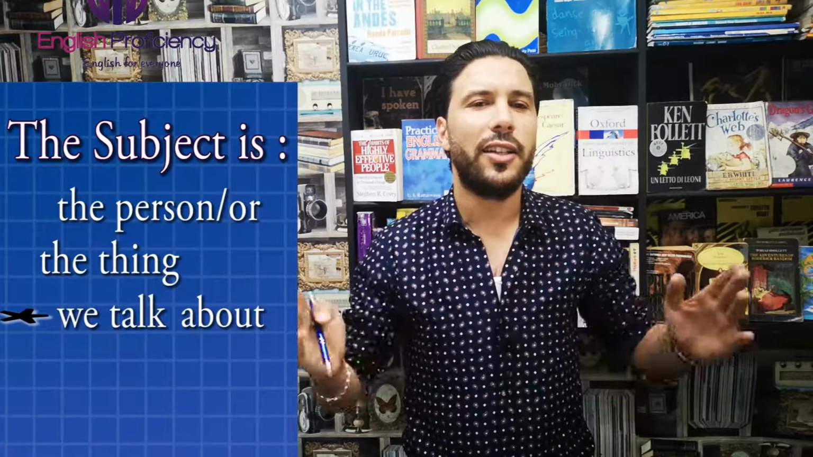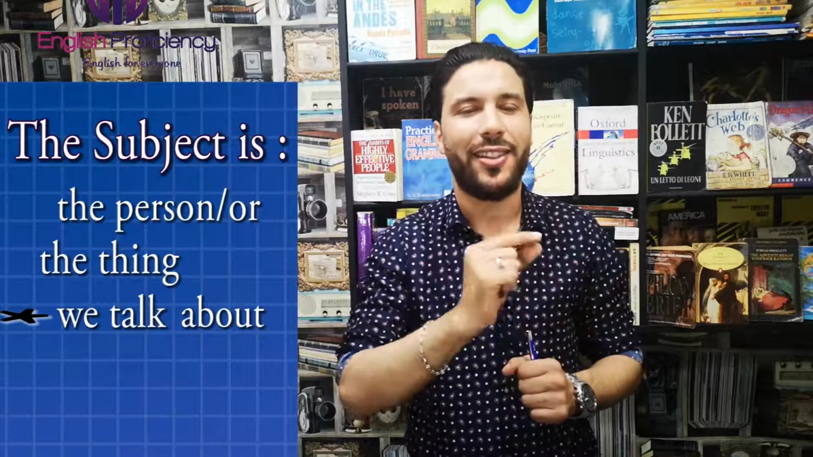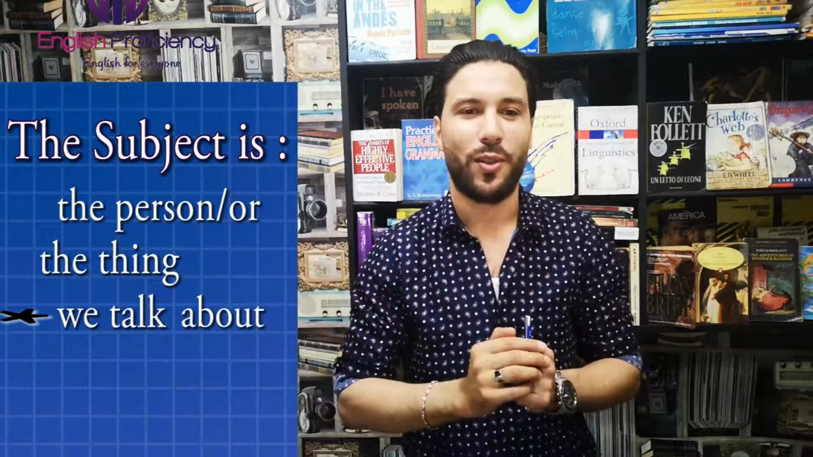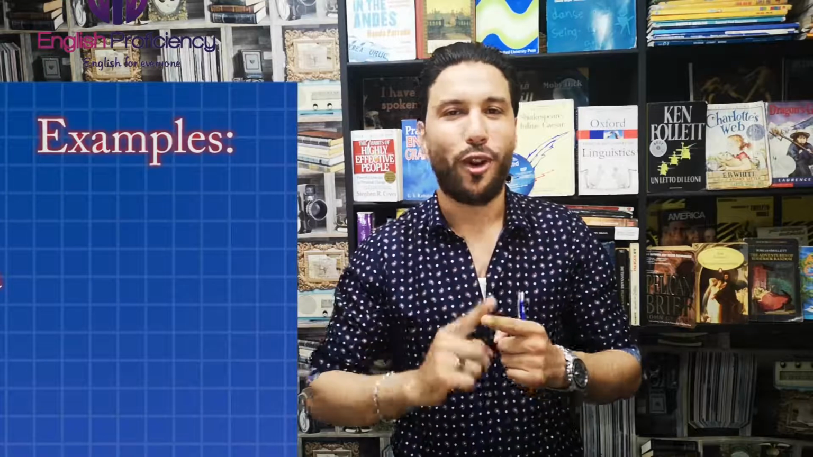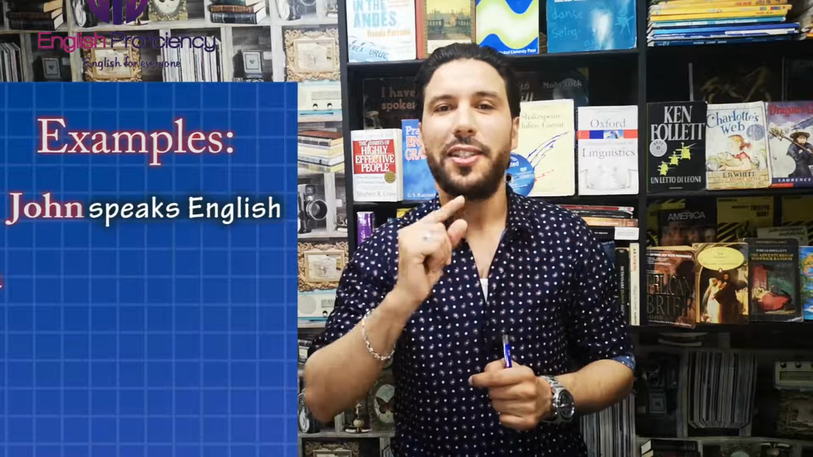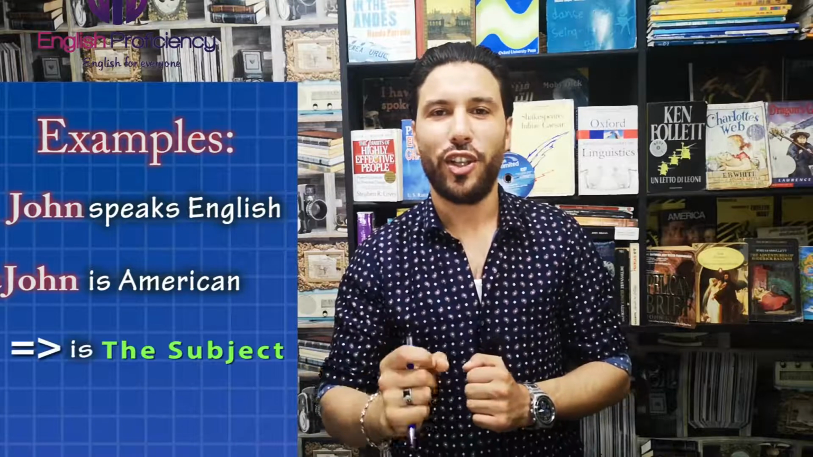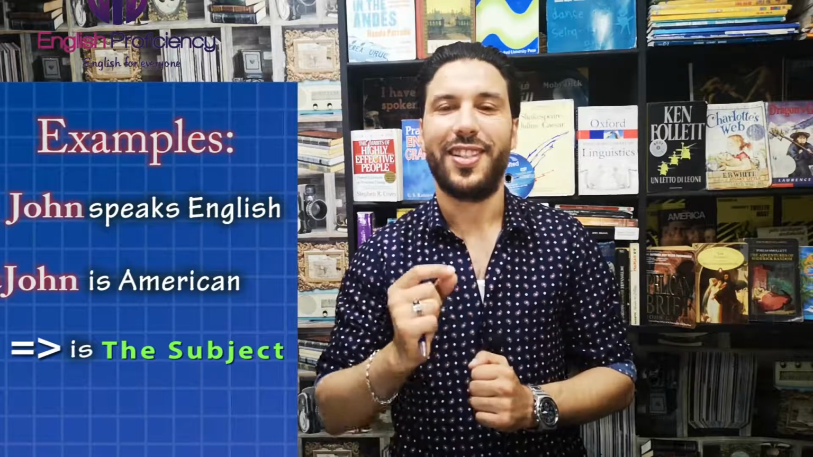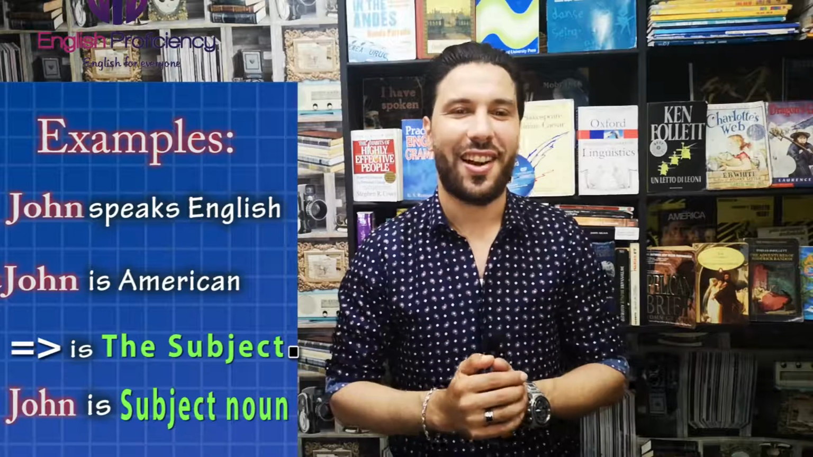In English, as in other languages, the subject is the person or the thing that we are talking about. The subject is the person or the thing that does something. For example, John speaks English. Another example, John is American. In the previous examples, John is the subject. John is a subject noun. Now let's get into more details.